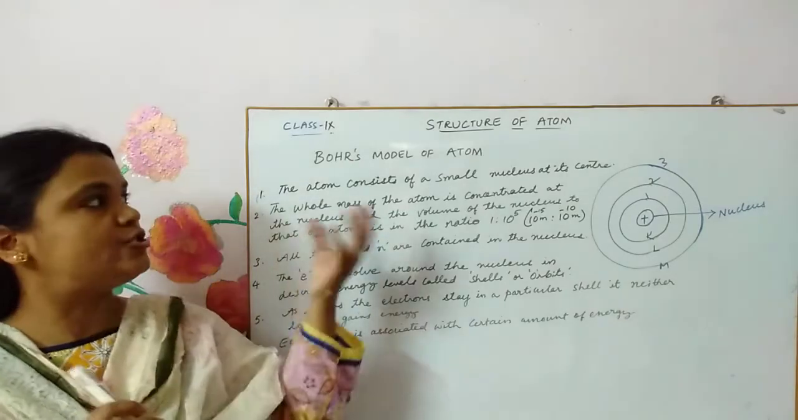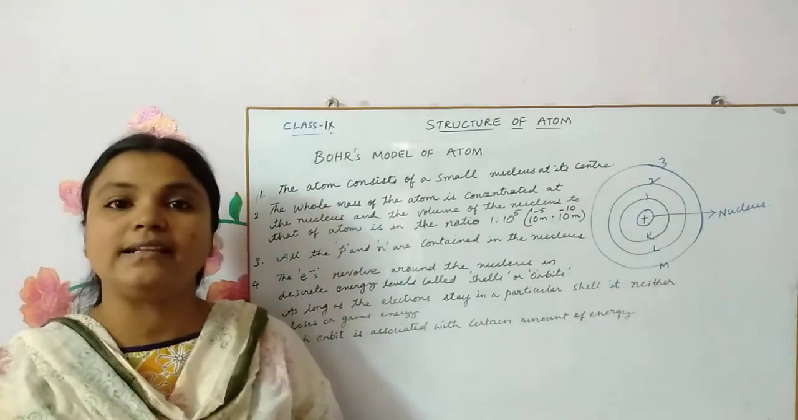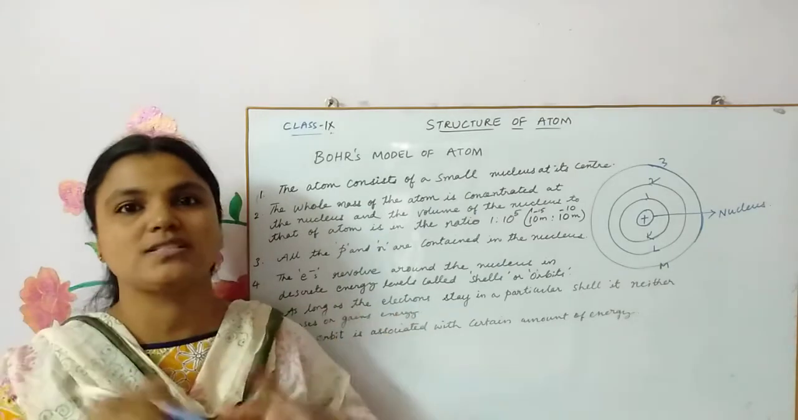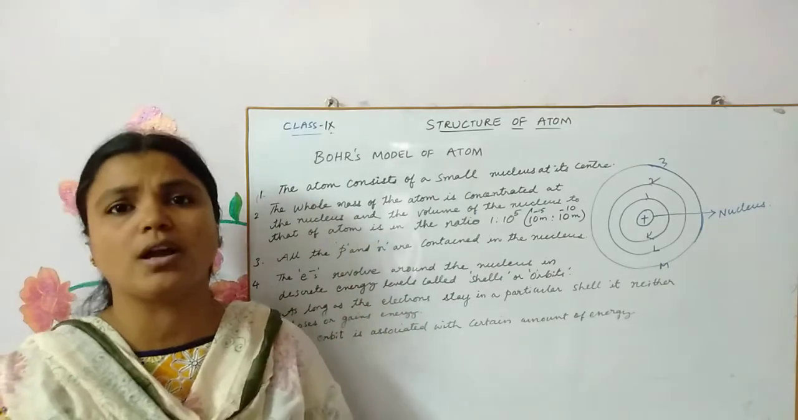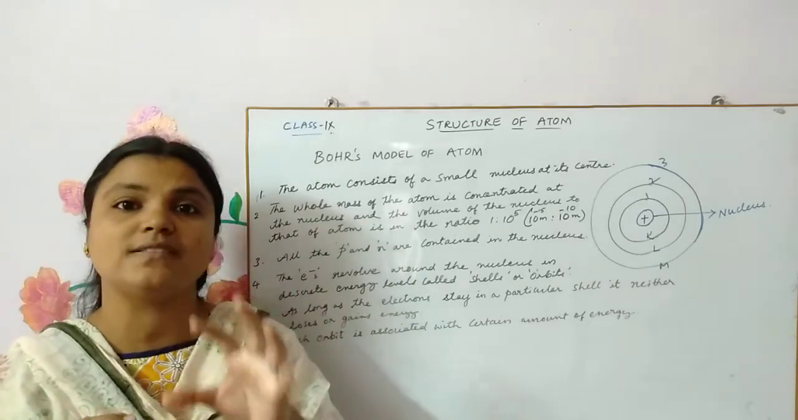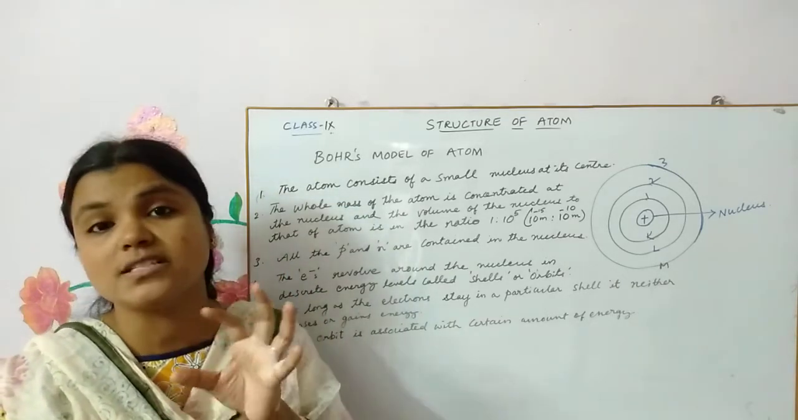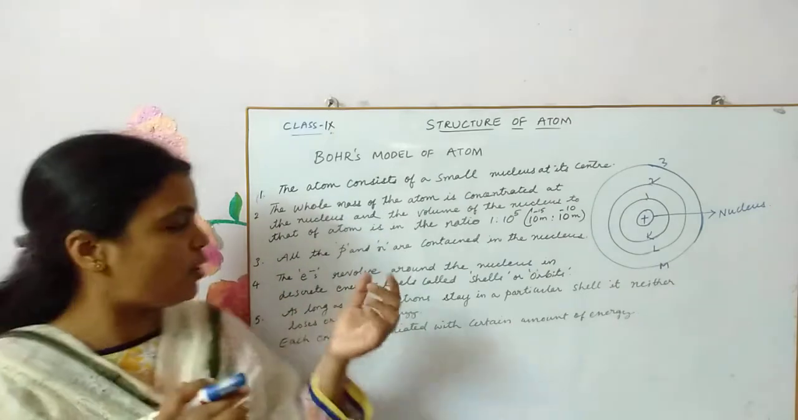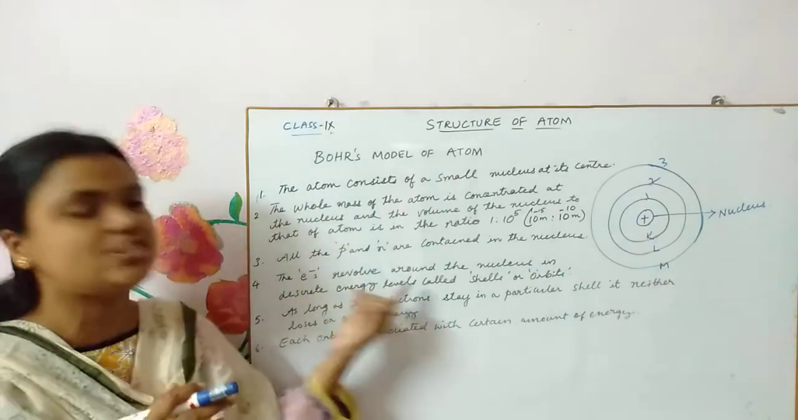But Bohr mentioned particularly that they won't just revolve in any path or any other orbit; each orbit is associated with some amount of energy. So he called those discrete energy levels.